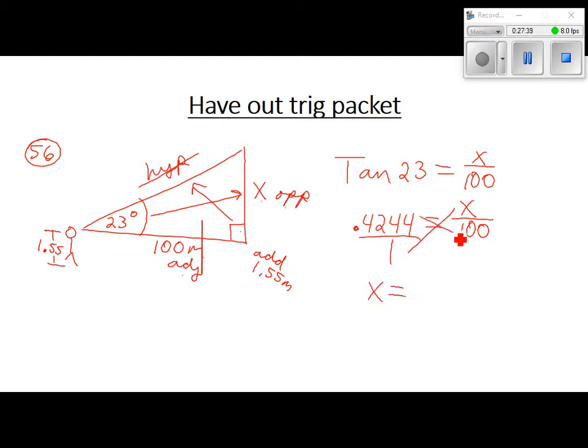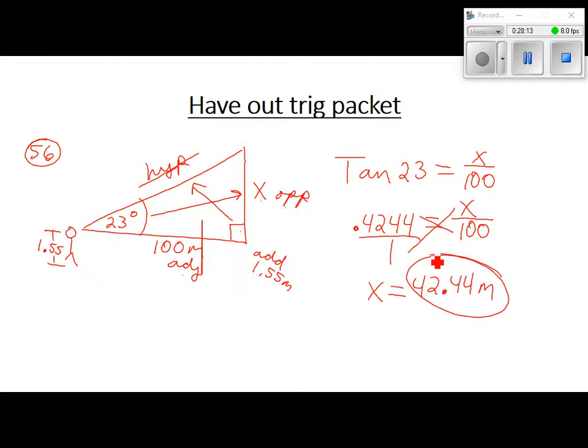Now this time, that person yesterday said when you divide by 100, you bump the decimal over 2 places. When you multiply by 100, what do you do? You bump it 2 places to the right. So without even using our calculator, if we bump that over, what's our answer going to come out to be? 42.44. I don't know what they tell us to round it off to on this one. 42.44 meters.